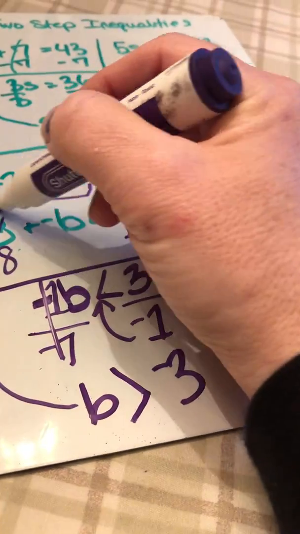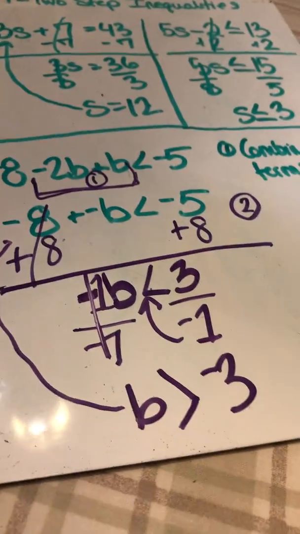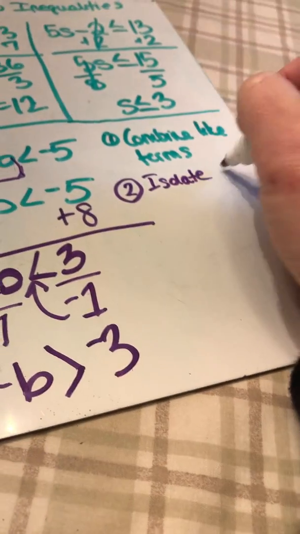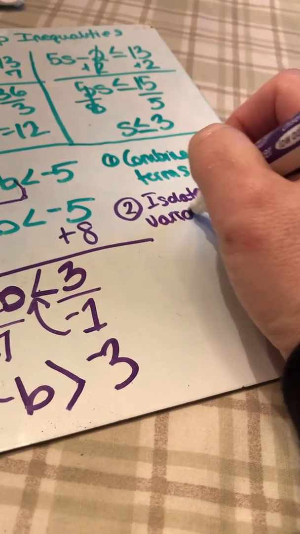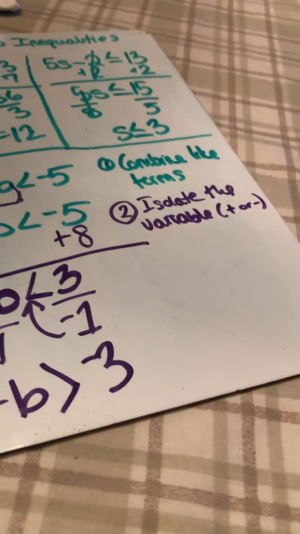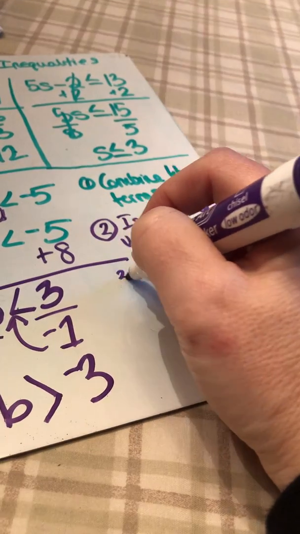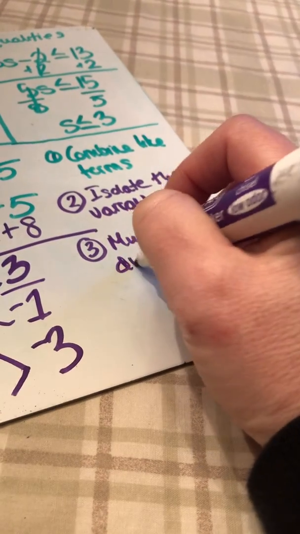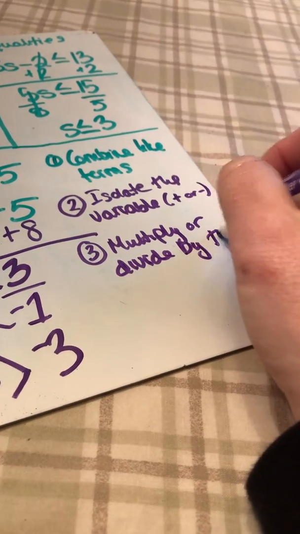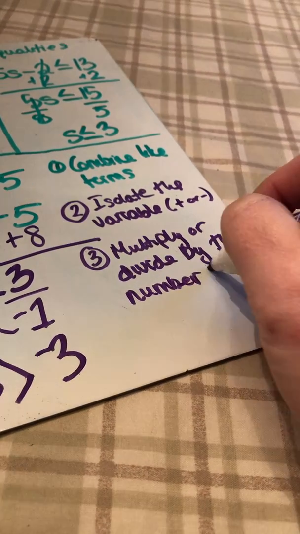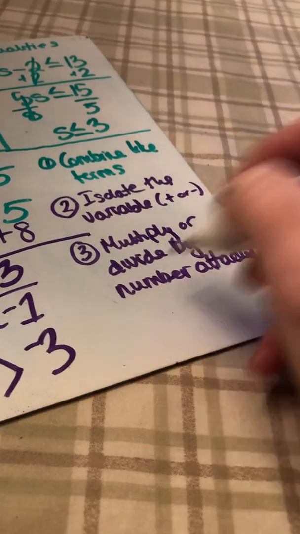So then our second step before we go on, so our first step is to combine like terms, which was right here, which is what we did there. Our second step was to basically what's called isolate the variable. You're going to get rid of the lonely friend. And that is where you're going to subtract or add first the number that's by itself. Then the third step, you are going to multiply or divide by the number attached to the variable.